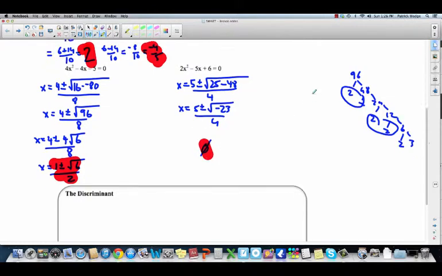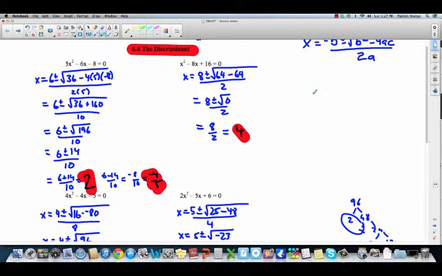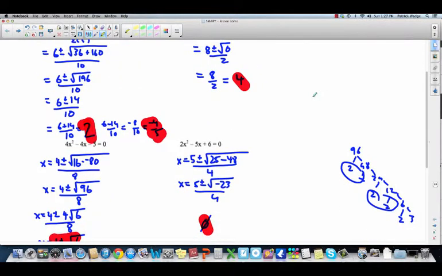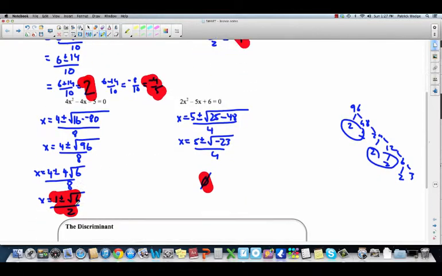Okay, why am I doing this? What's the point of all this? Well, what I'm interested in is what if I wasn't interested in the actual roots? Like we found the roots here. The roots are 2 and negative 4 over 5. The root here is 4. The root here is 1 plus or minus root 6 over 2. The root here is no solution.